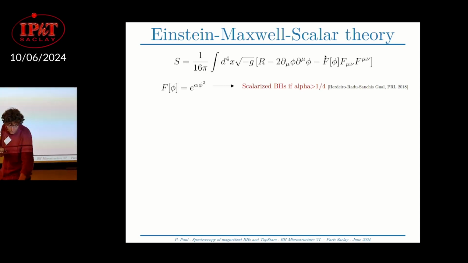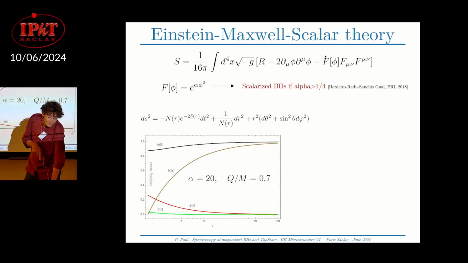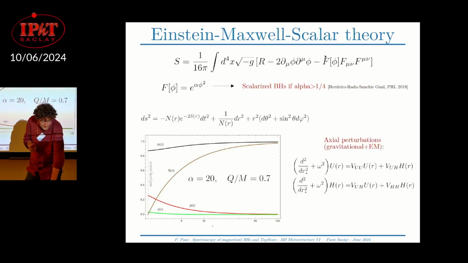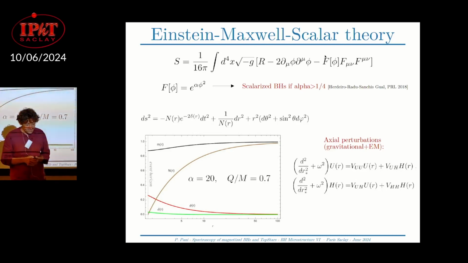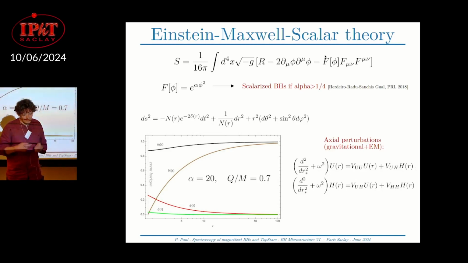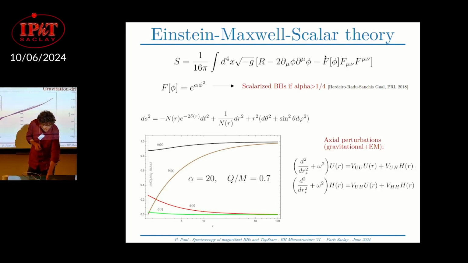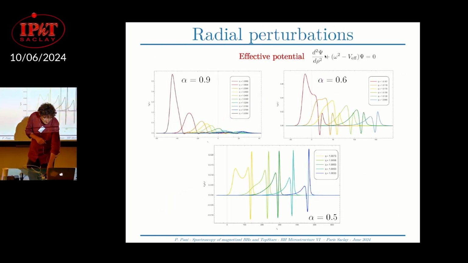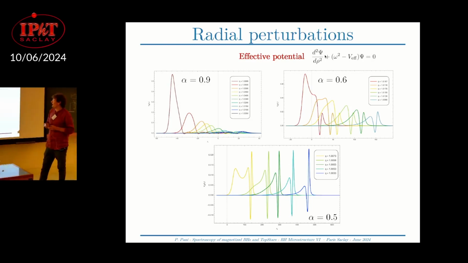Long story short, you can compute the solution. In this case, it's numerical. You can compute the perturbations. In this case, they are axial perturbations because there is no parity mixing. They do not decouple from each other, so you have a system of two equations. The modes are not that important. The interesting thing is that the effective potential you get is actually very funny.